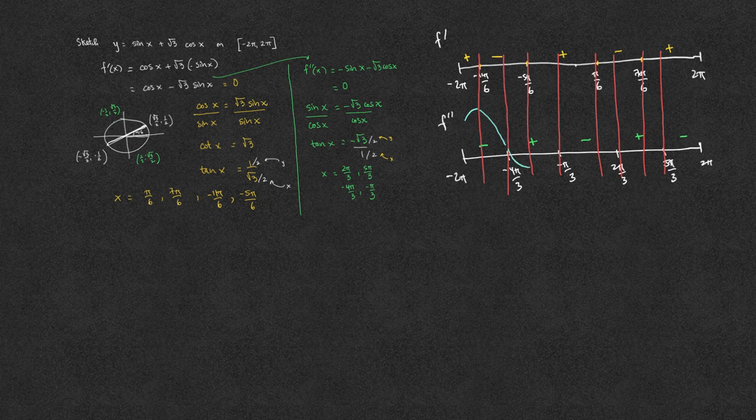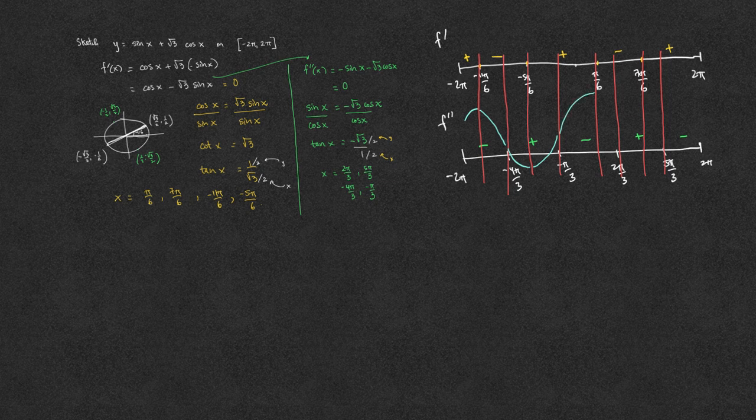From negative 5 pi over 6 to negative pi over 3, the first derivative is now positive, which means the graph of the function f is increasing, and the second derivative is also positive, so the graph is increasing and concave up. From negative pi over 3 to pi over 6, the function is increasing and is concave down.